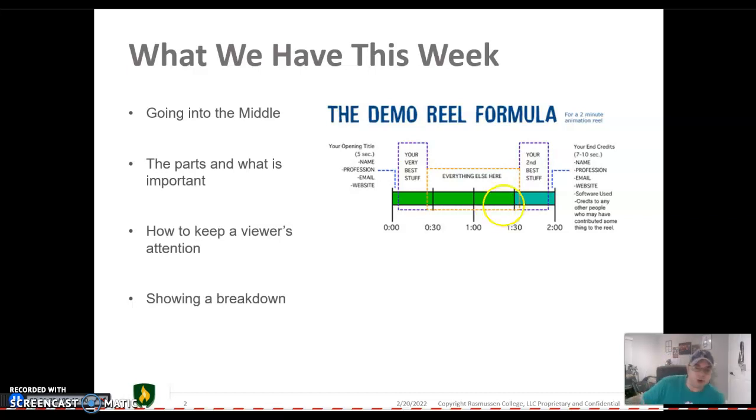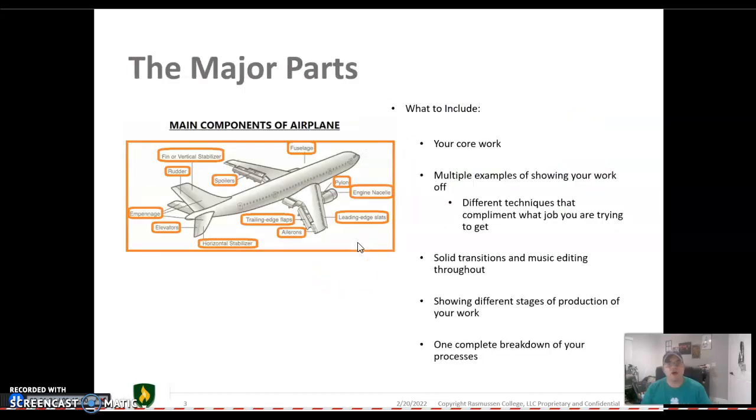And we're also going to show how to do a breakdown and what a breakdown window clip is and how you can really extend that to take up a lot of that time and make it really interesting. Now, we're also going to take a look at what the core parts of the middle are, and we'll review this in lecture tomorrow. So it's really the core of your work. It's going to be multiple examples showing off different techniques, what complements the job you're trying to get. We're also going to take a look at solid transitions and music editing throughout the middle and showing different stages of productions in your work. And we can show that through a complete breakdown of your processes.